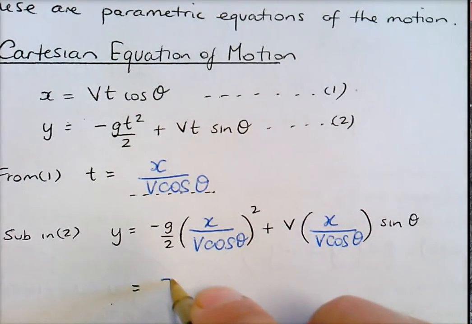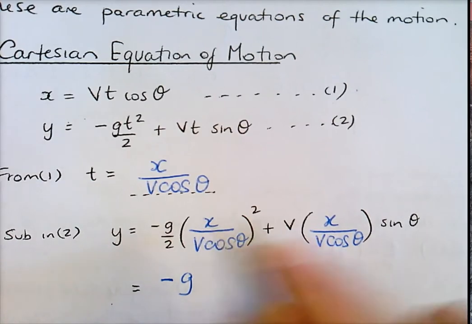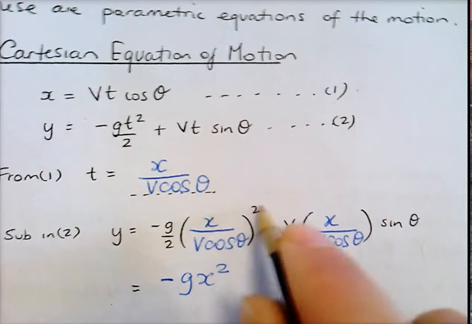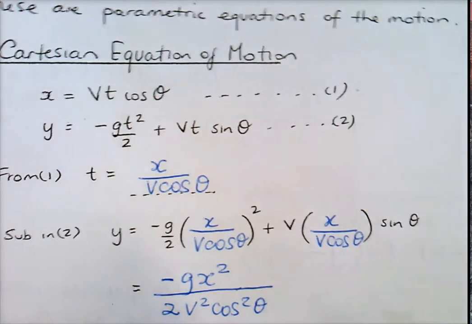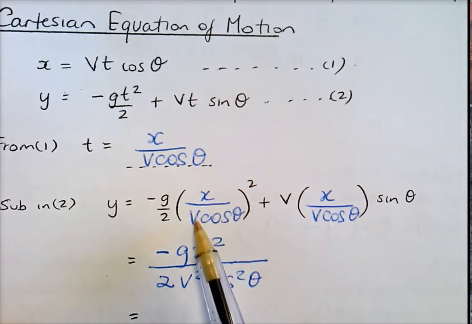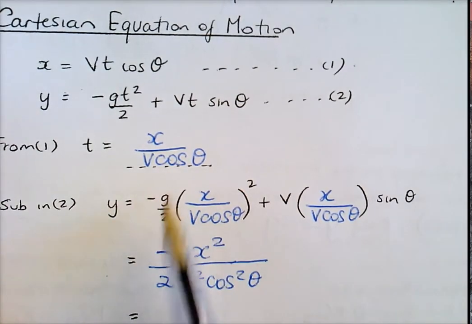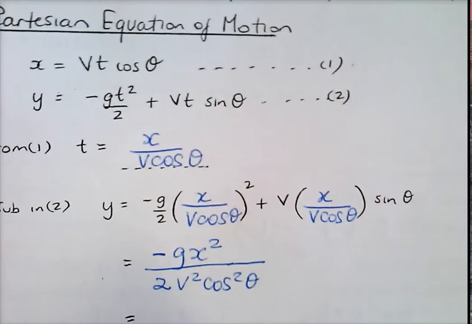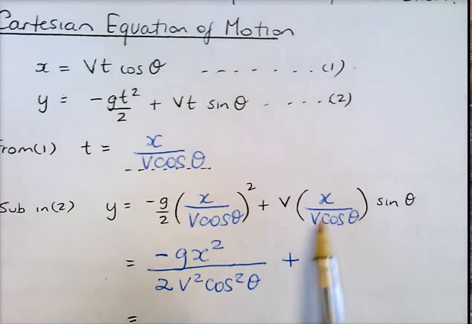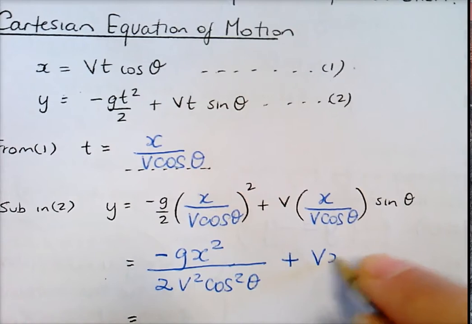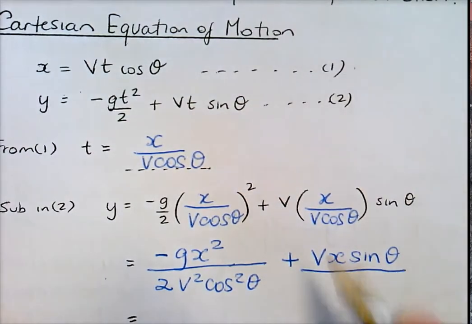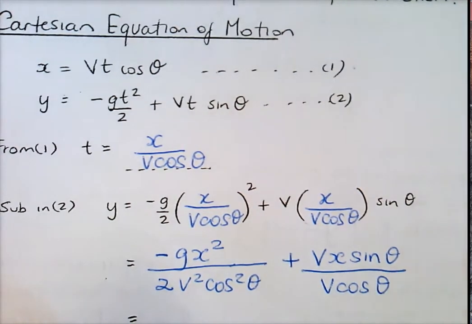So girls, what do I get? I get on the numerator negative g, what do you get? X squared over 2, what do I get here? V squared cos squared theta. Because I've got to get x squared over v squared cos squared theta and times that by negative g on 2. And then that gets added to, what's on the numerator? Vx and sine theta are on the numerator. So I get Vx sine theta over, what do I get here on the denominator? V cos theta.